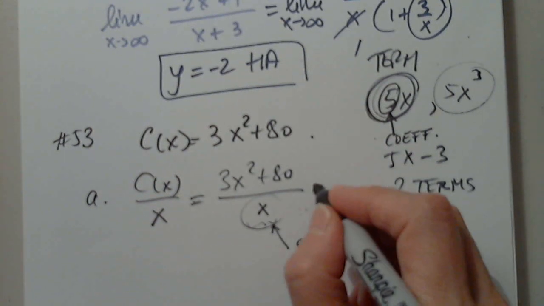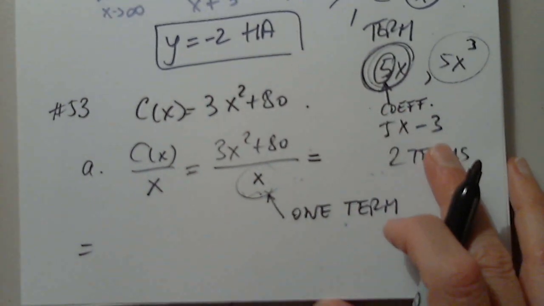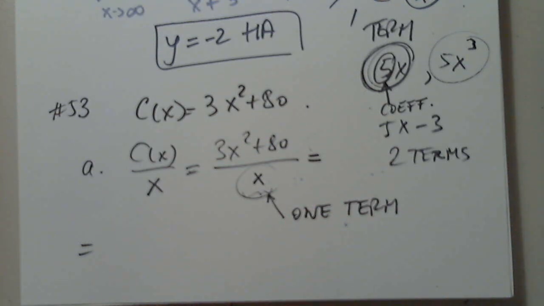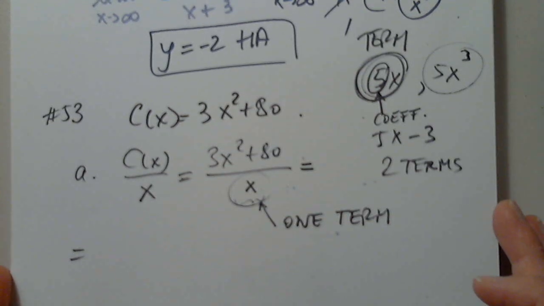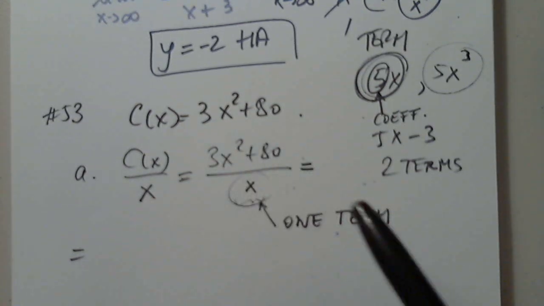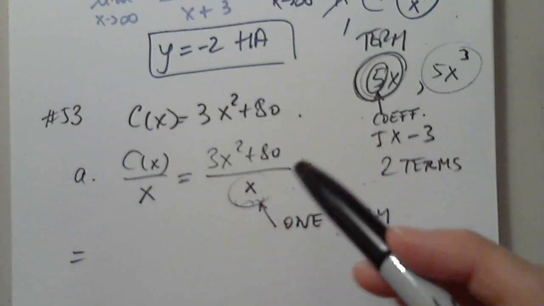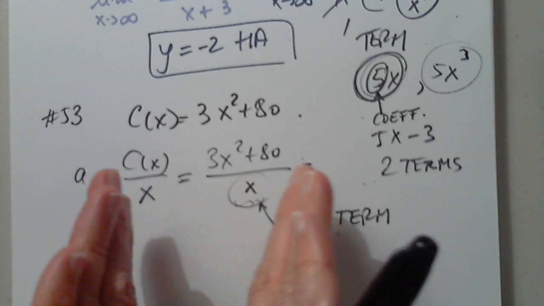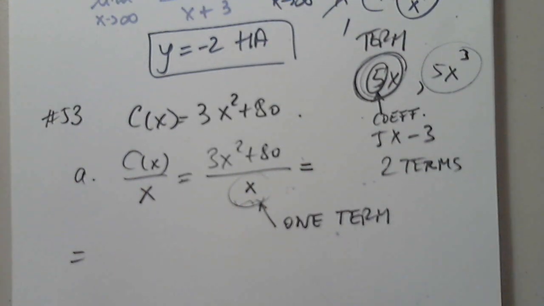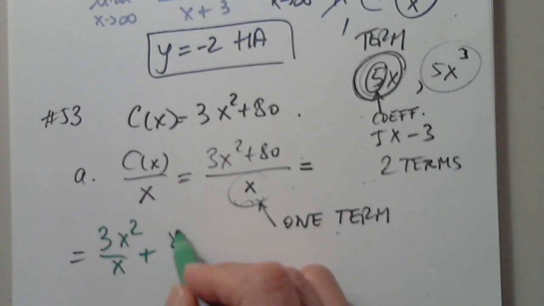So because it's one term, what did we do when we addressed this before? And also differentiating it and so on. What did we do when the denominator is just one term? Anyone remembers? How did we address this to simplify it? Because I cannot simplify x with x. That's not allowed. But we did something to simplify it. What was it? Anyone remembers? Divide. Separate it. So we separate into 3x squared over x plus 80 over x.